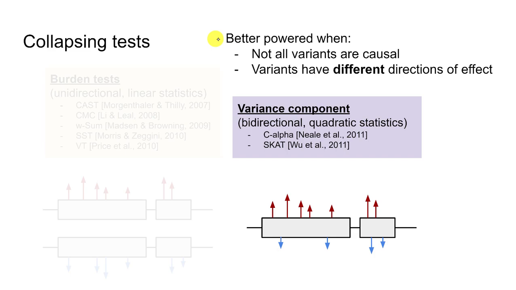Now, a slightly more sophisticated way of doing this is called a variance-component test. This looks at the variance explained by genetic variation in the gene. It is bidirectional, in the sense that it allows for variants that have either trait increasing or trait decreasing effects. It is also a little more well-powered when the causality of the variants in the gene is more sparse, so it doesn't necessarily assume that all the variants in the gene are causal. And you can see from the dates of these papers that this came after the burden test, so it's a little more complicated.